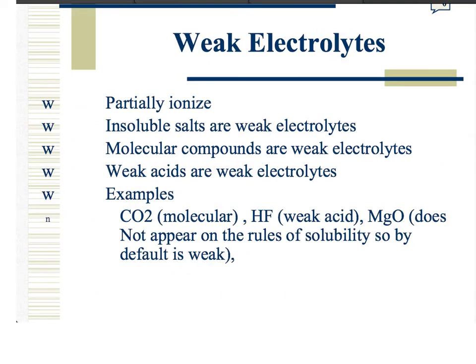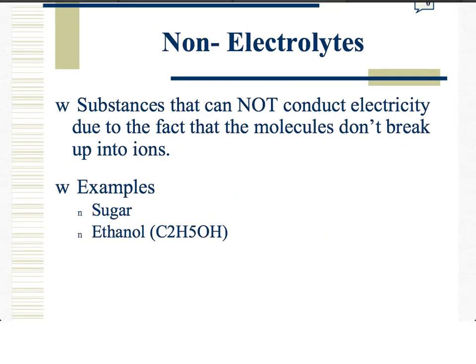Weak electrolytes are not as useful to us. They only partially ionize. They make insoluble salts, and these things are pretty weak. Molecular compounds are that. Weak acids are also weak electrolytes. Some examples of these are CO2, hydrofluoric acid, magnesium oxide, etc. And the big thing with these is that they don't fully dissociate or break down in solution. Some substances are non-electrolytes, meaning they do not conduct electricity and they do not break up into individual ions at all. Examples of these include sugar and ethanol.